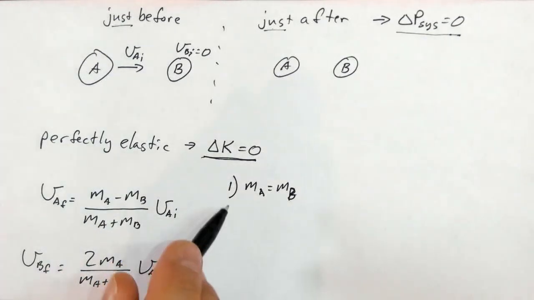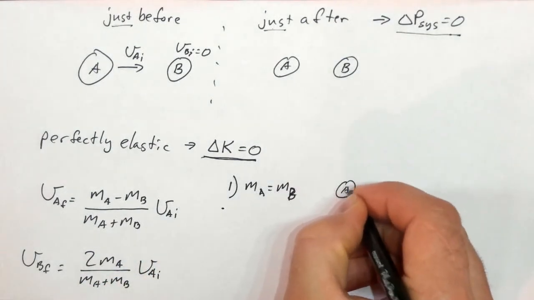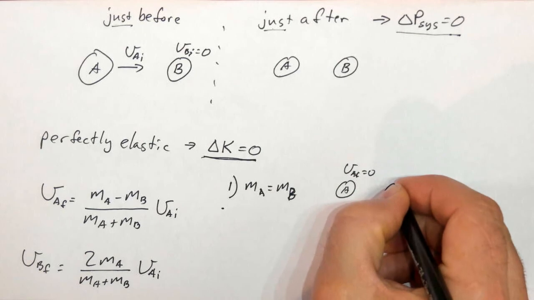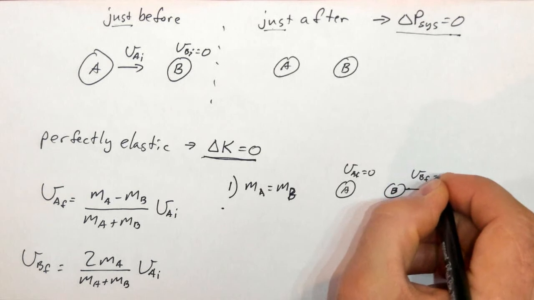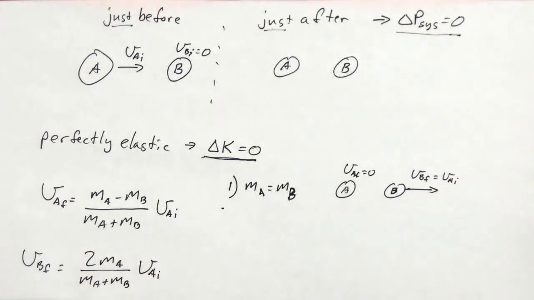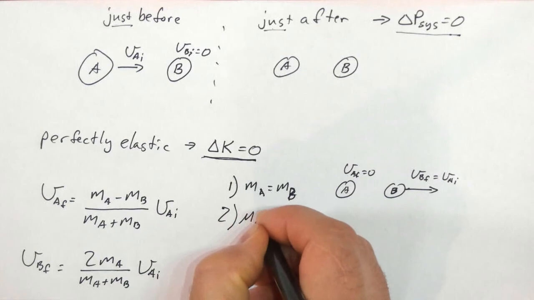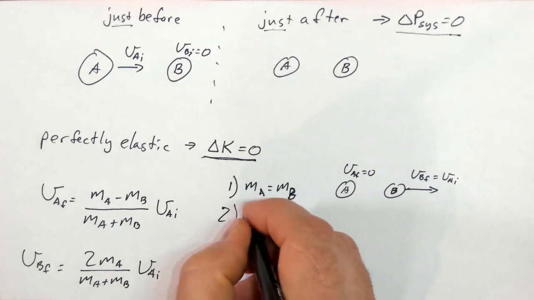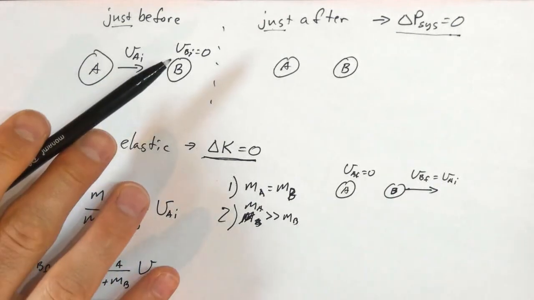All right, so that would be the case for them having equal masses. Let me actually draw this. So that we'd have A stops, VA final equals 0, and B moves on with VB final equals VA initial. What about the next case where the mass of the first ball, A, is huge compared to the mass of B? So consider it's like a bowling ball hitting a ping pong ball.